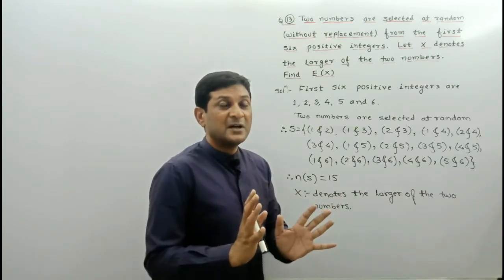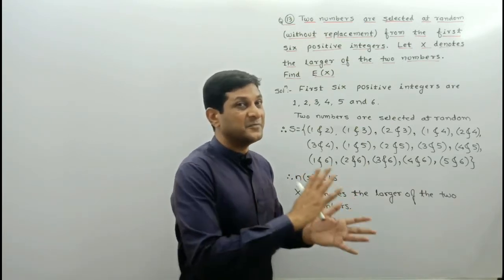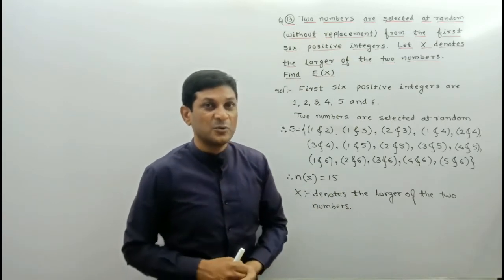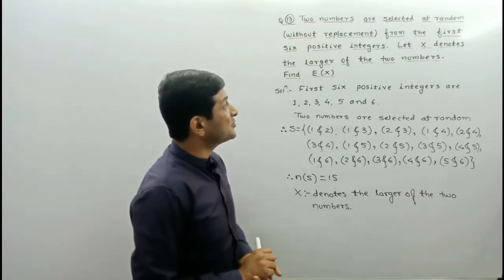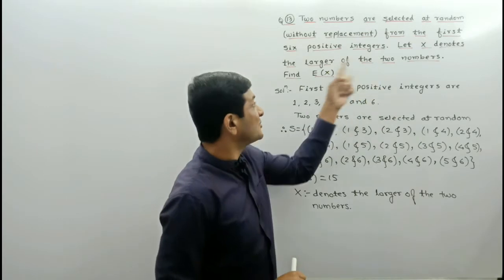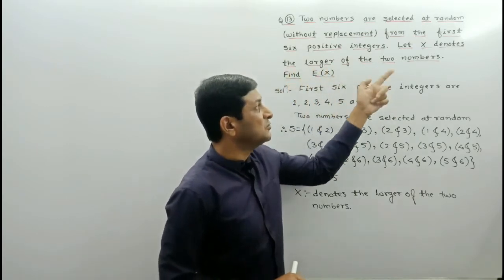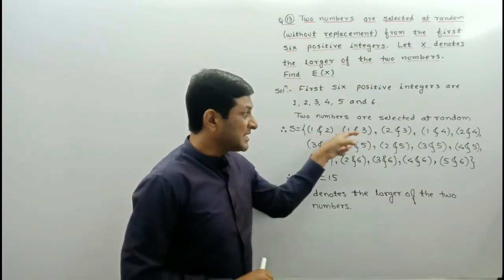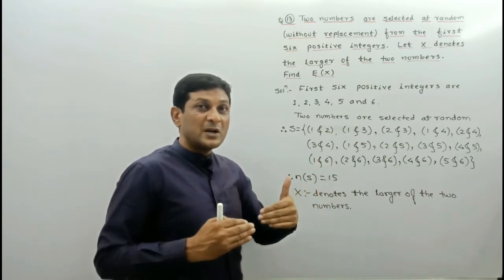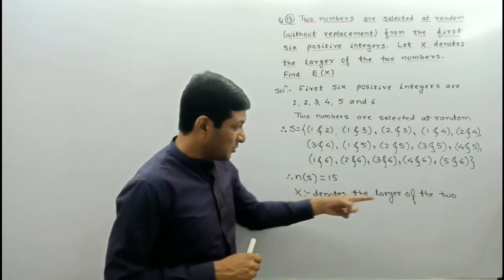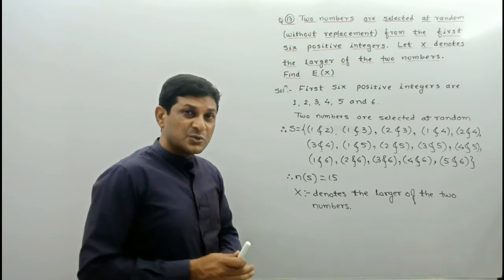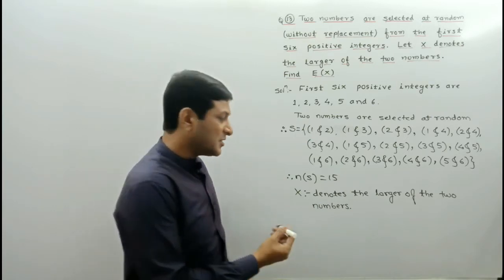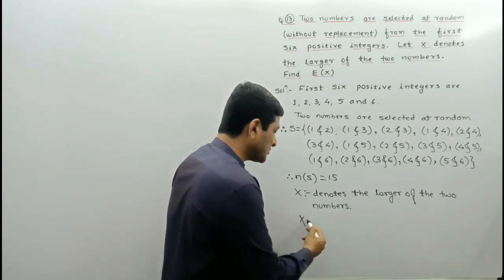Now we will focus on our random variable. Random variable is generally denoted by X. And here, let X denote the larger of the 2 numbers. Now here 2 numbers are selected, and X denotes the larger of the 2 numbers. So using this condition, let us try to find out the possible values of X.